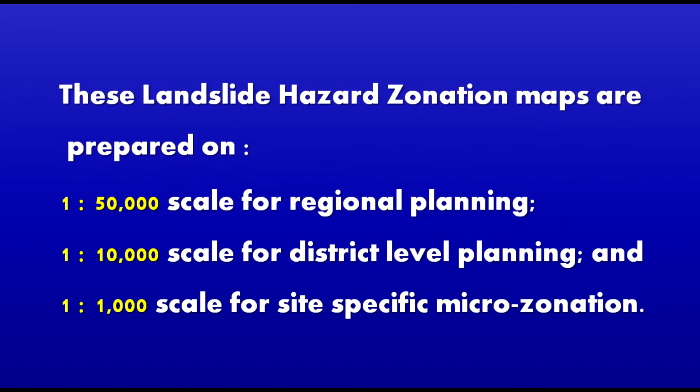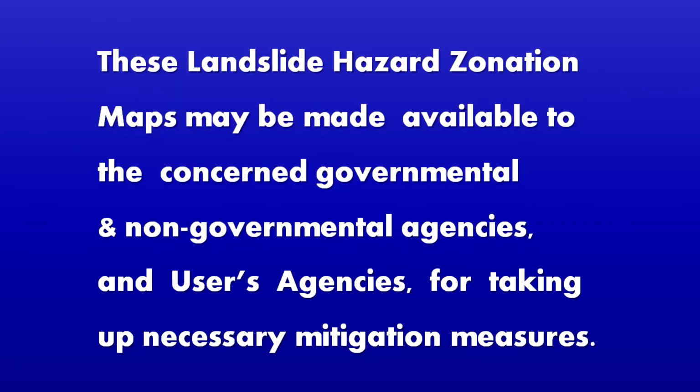The landslide hazard zonation maps are prepared on 1:50,000 scale for regional planning, 1:10,000 scale for district level planning and 1:1000 scale for site specific micro zonation studies. These landslide hazard zonation maps may be made available to the concerned governmental and non-governmental agencies and user agencies for taking up necessary mitigation measures.